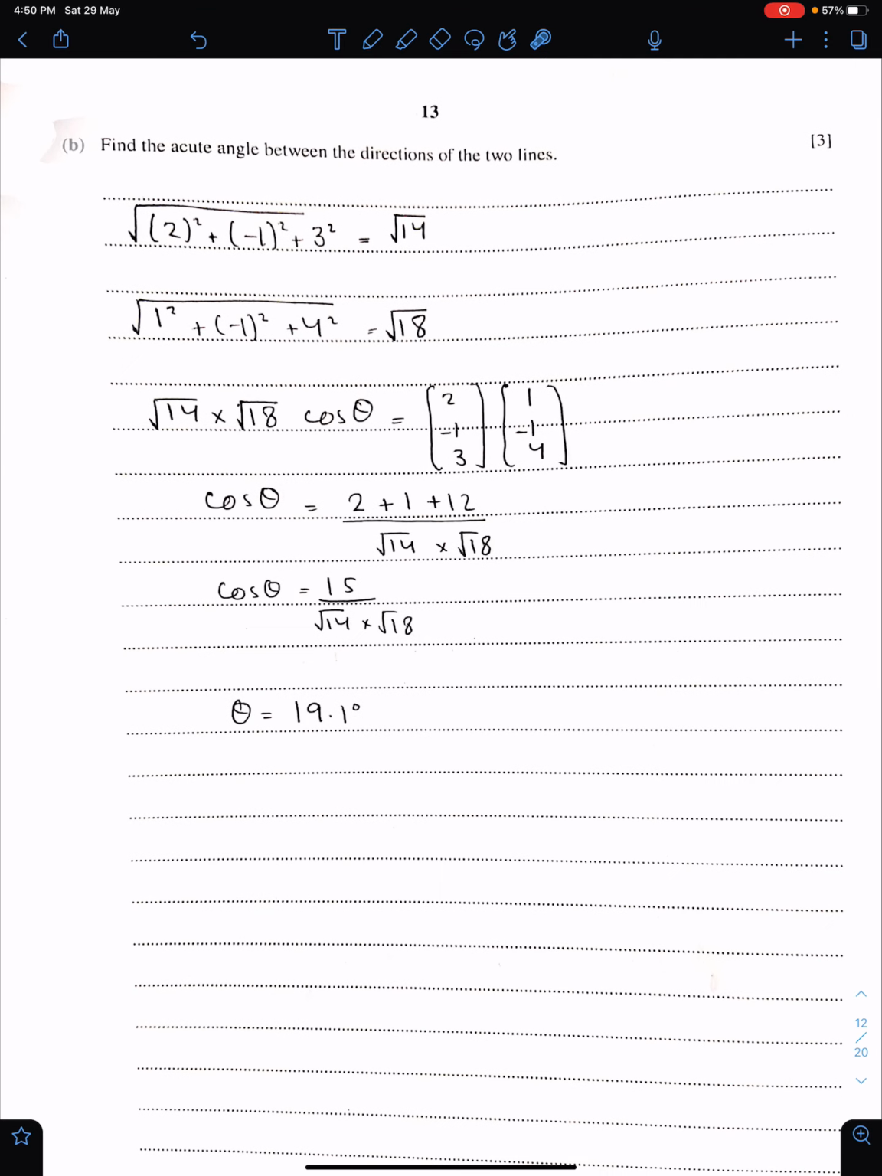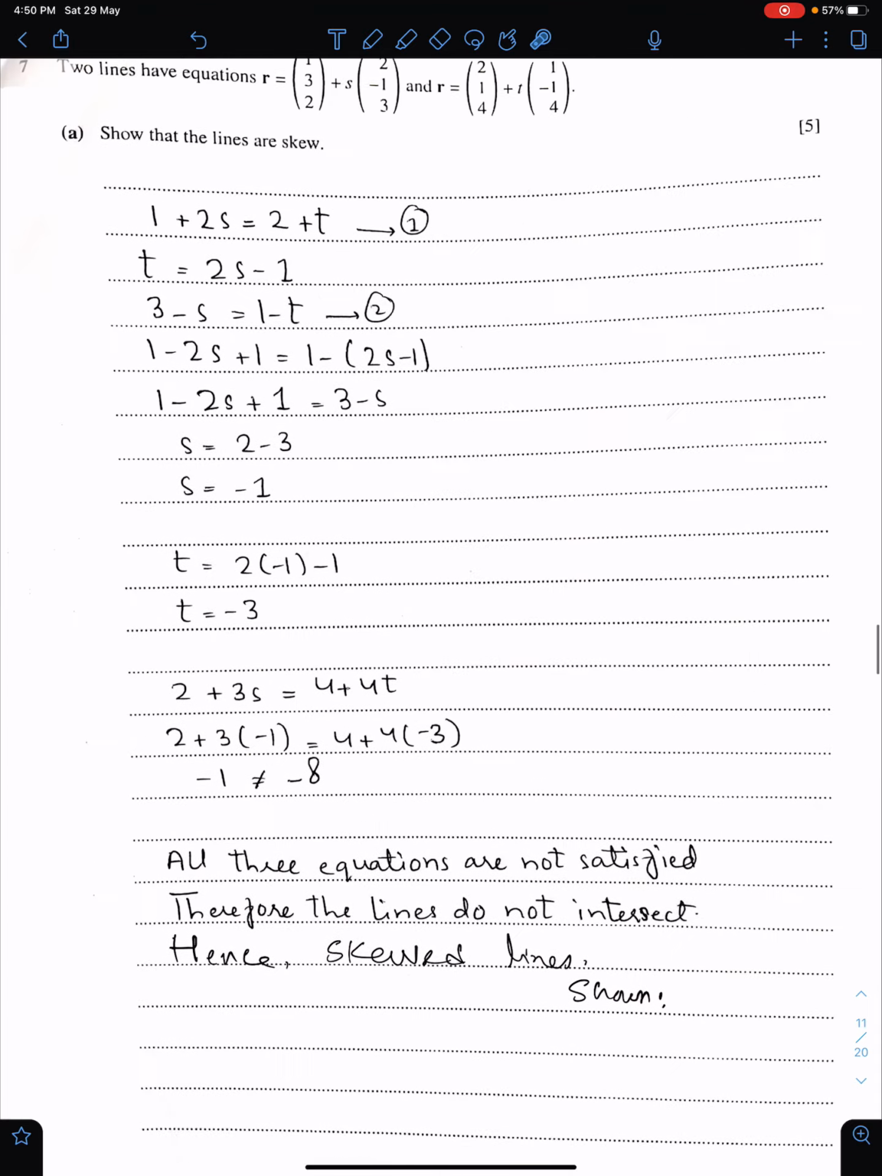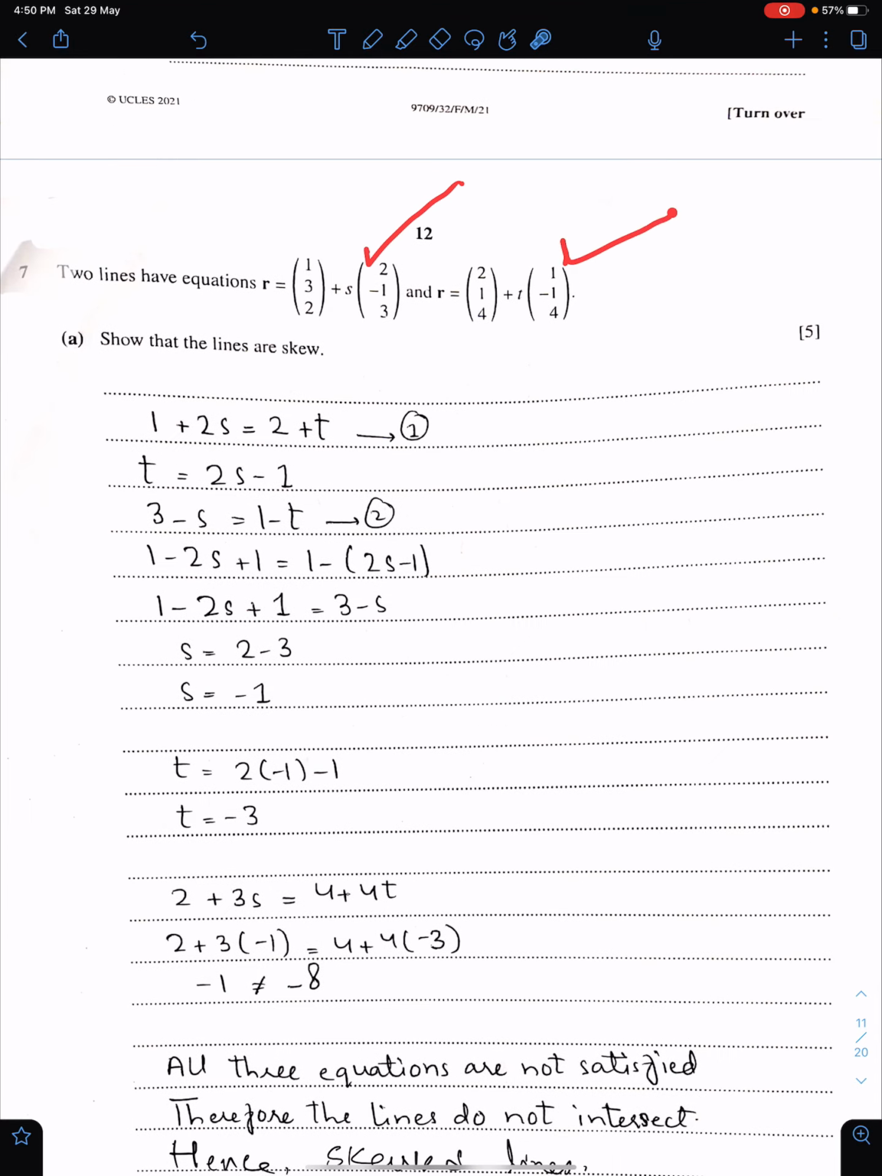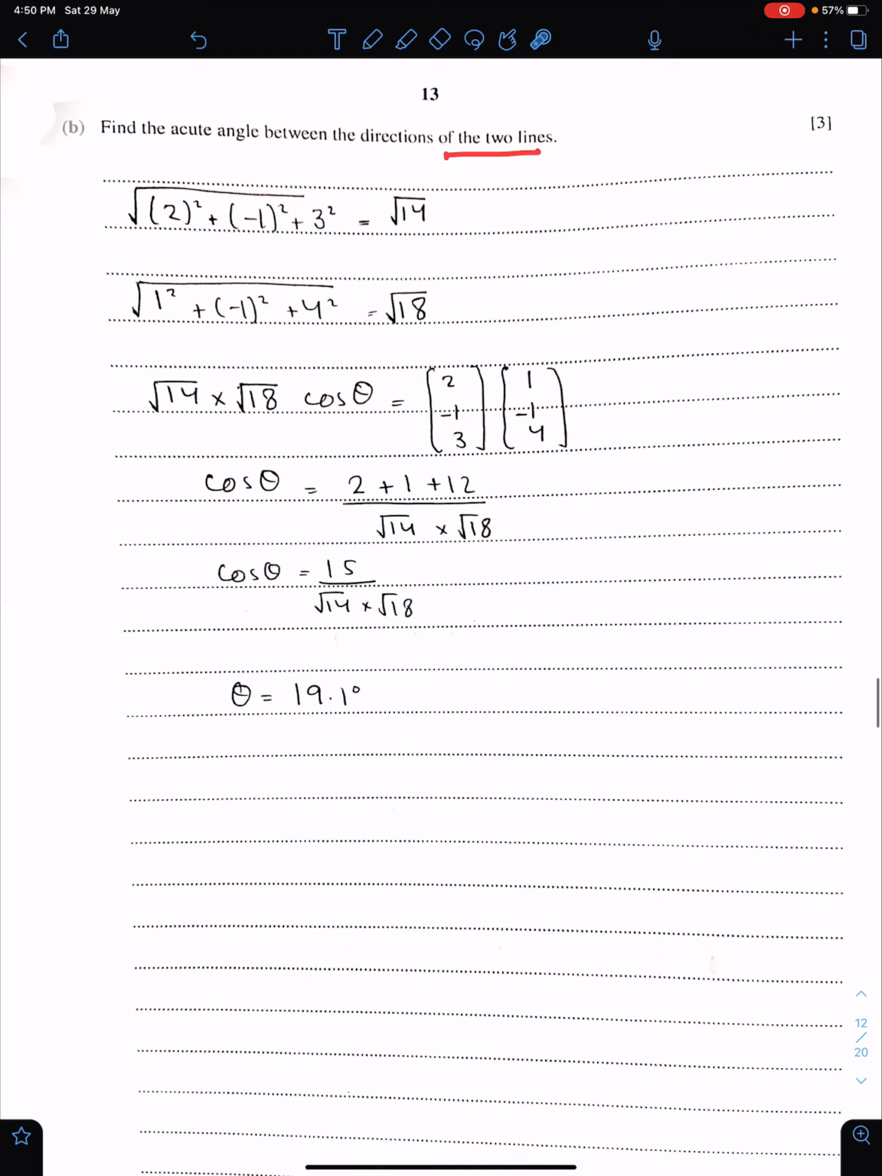Find the acute angle between the directions of the two lines. These are the direction vectors. The magnitude of the first direction is under root 14, whereas the magnitude of the second direction is under root 18. This is the formula of scalar product: magnitude of first direction times magnitude of second direction times cos theta is the dot product of these two vectors.